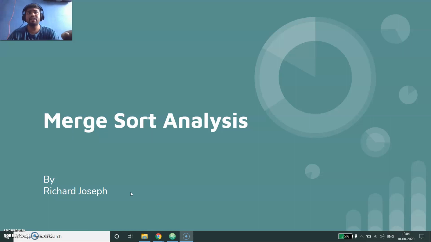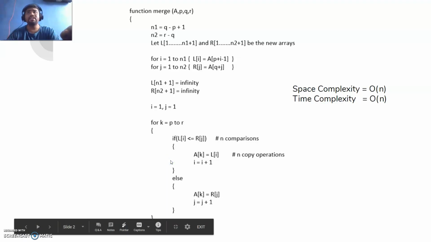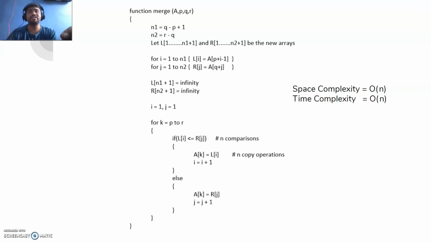So let's get started. Now, you see, this is the merge function of the merge sort. In this merge function, what happens? We take two arrays, we divide it into two parts. After dividing it into two parts, we again merge it. When we merge it, we see to it that it's a sorted array. So for doing this, there is a particular operation that takes place. So let's understand what happens in that.